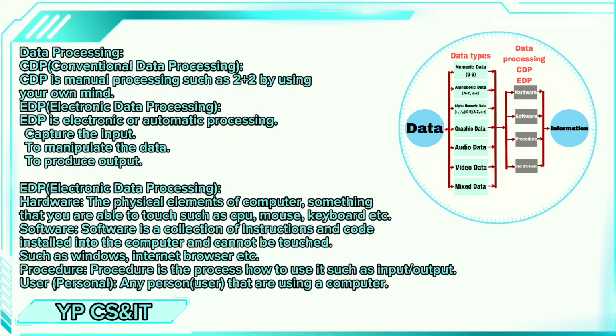EDP, electronic data processing. Hardware: the physical elements of a computer, something that you are able to touch, such as CPU, mouse, keyboard etc. Software: software is a collection of instructions and code installed into the computer that cannot be touched, such as Windows, Internet browser etc. Procedure: the process of how to use it, such as input, output. User: any person that is using a computer.